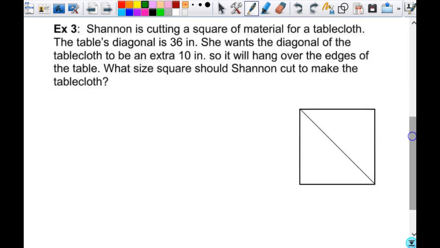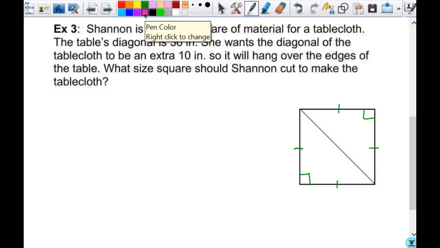This says Shannon is cutting a square of material for a tablecloth. The table's diagonal is 36 inches. She wants the diagonal of the tablecloth to be an extra 10 inches, so it will hang over the edges of the table. What size square should Shannon cut to make the tablecloth? All right, so we know it's a square, so these are right angles, and all 4 sides are congruent. What is the length of the diagonal of this tablecloth?